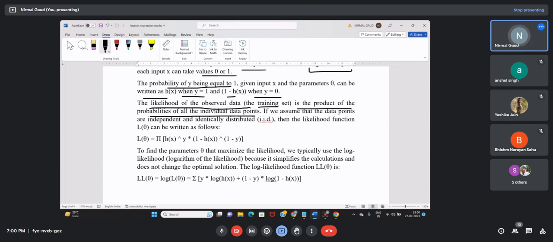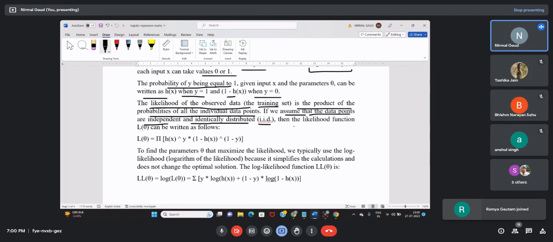That is called the likelihood. The likelihood of the observed data is the product of the probabilities of all individual data points. That means we assume that the data points are independent and identically distributed, IID. This is the general assumption. The data points are independent of each other, and they are identically distributed. We have to assume this in the case of logistic regression.